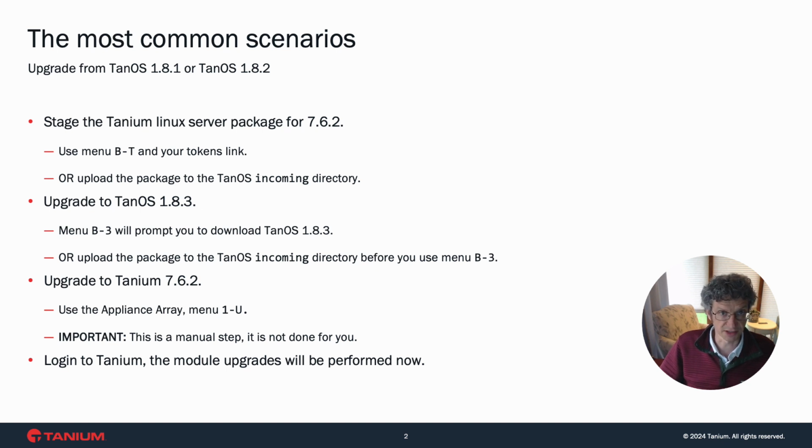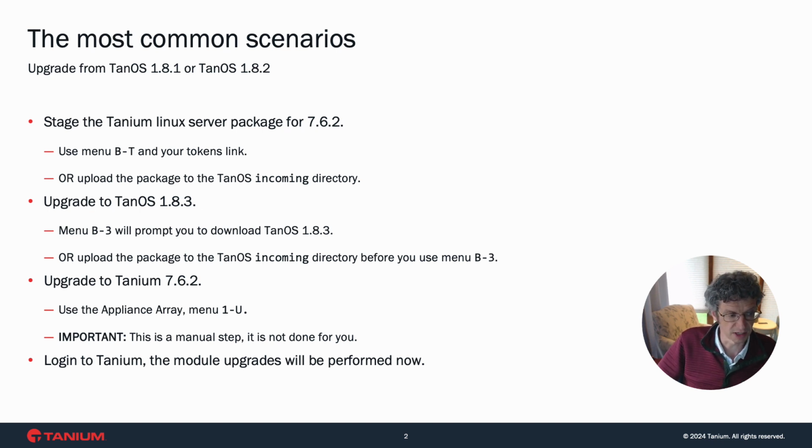Alternatively, you could use that link directly and then upload the package, but to save yourself a step, you can just use menu BT unless you're in an air-gapped environment. Next, you're going to go ahead and upgrade to 10OS 183. To get the 10OS 183 upgrader, you're just going to use menu B3. It will prompt you to download 10OS 183.